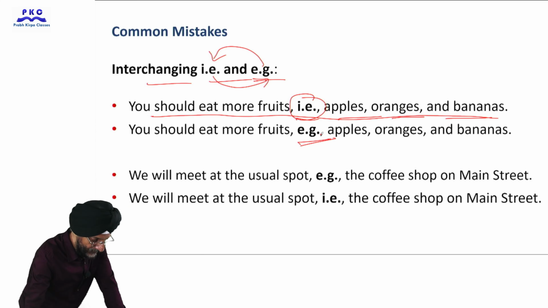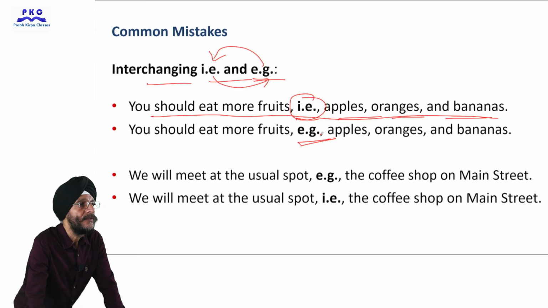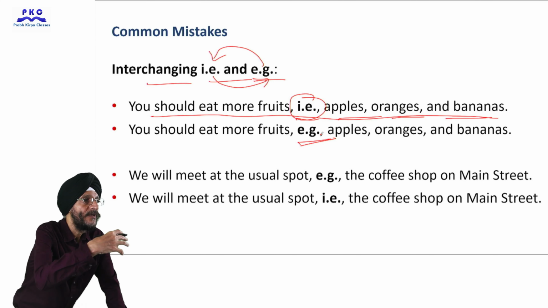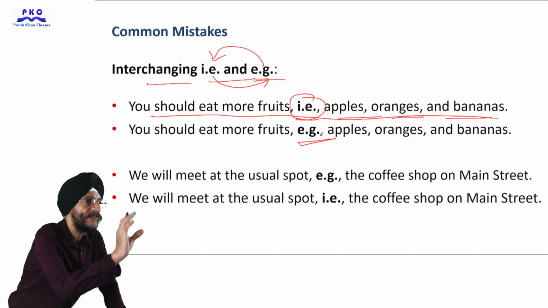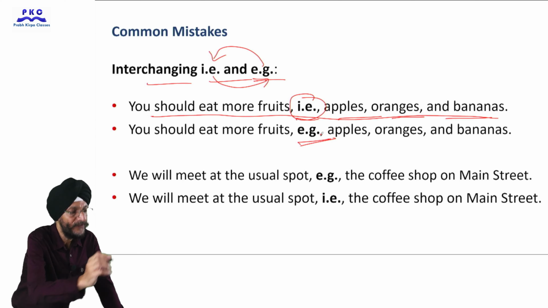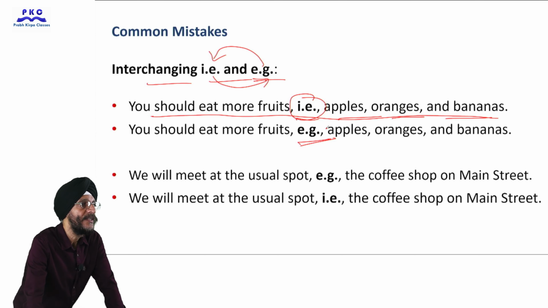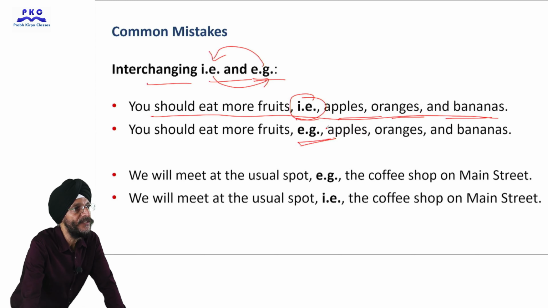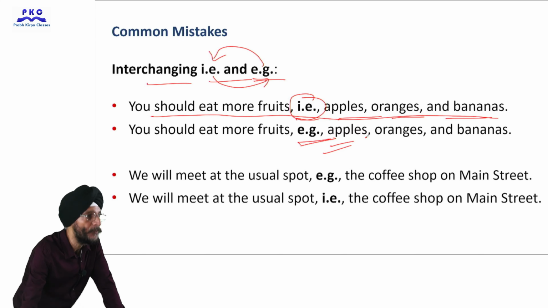So here, if we are to clarify what the fruits are, then i.e., that is, is proper. But here we have to give examples. So here e.g. is the appropriate abbreviation to be used.